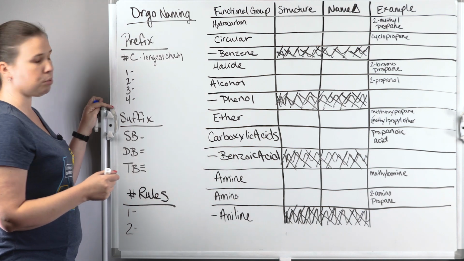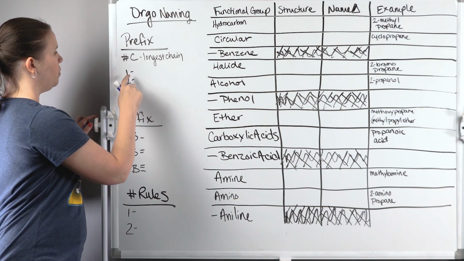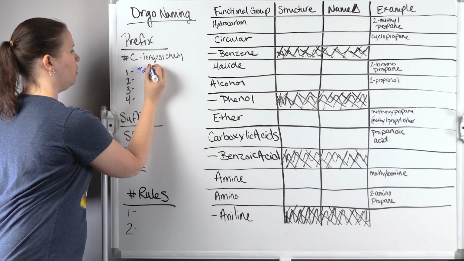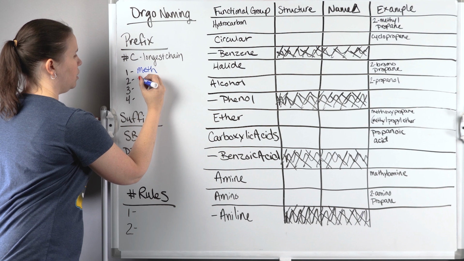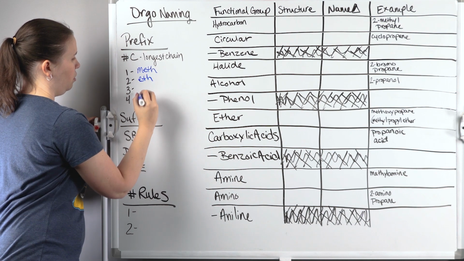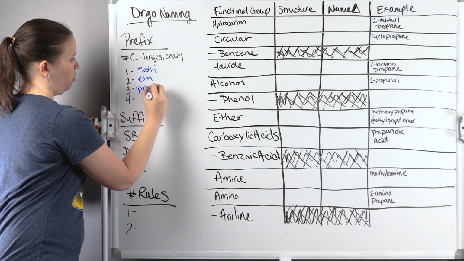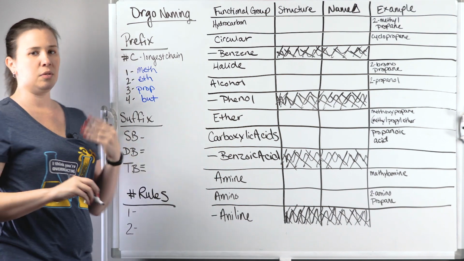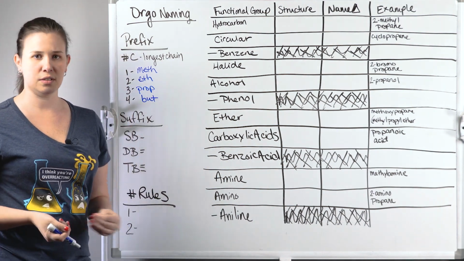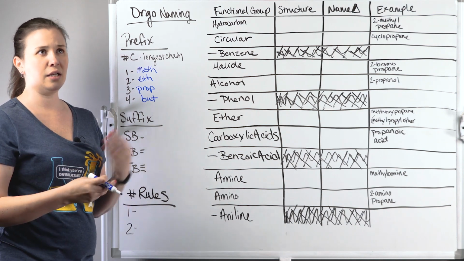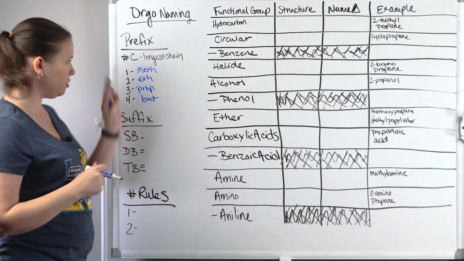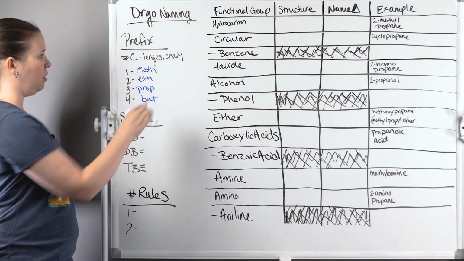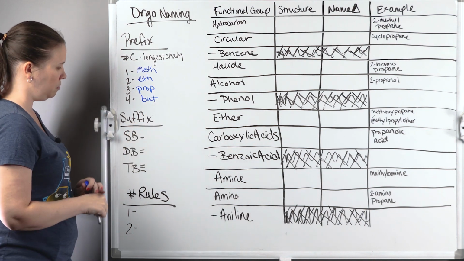And there are some unique prefixes for 1 through 4. If I have just one carbon, the prefix would be meth. For 2, it would be eth. 3, prop, and 4, but. But then you're going to get into all your normal prefixes: pent, hex, hept, oct, non, all the normal ones. But for 1 through 4, it is unique to organic naming: meth, eth, prop, and but.